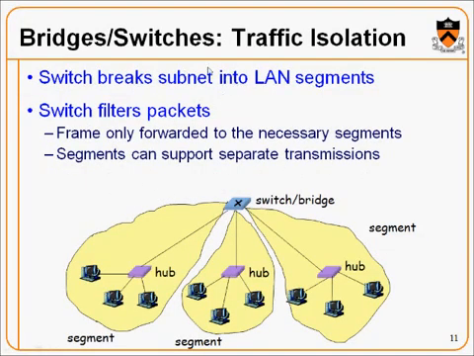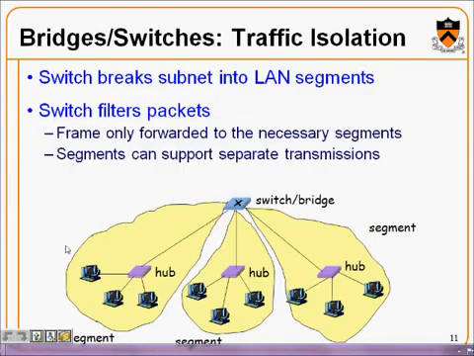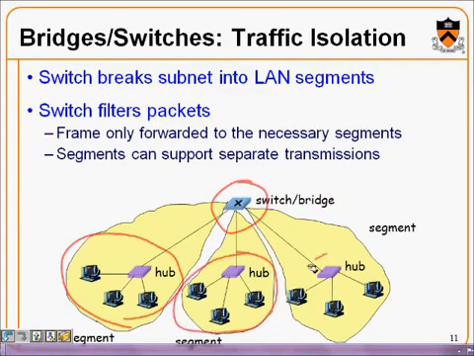Bridges and switches also help in traffic isolation. So what is traffic isolation? Let's say we have a switch here, we have segment 1 and segment 2. If a packet is in this segment and it sends a frame to this particular segment 1, then it will be forwarded only to this one and not to the other hub, so that collisions don't happen. So it's a kind of packet filtering that happens here.